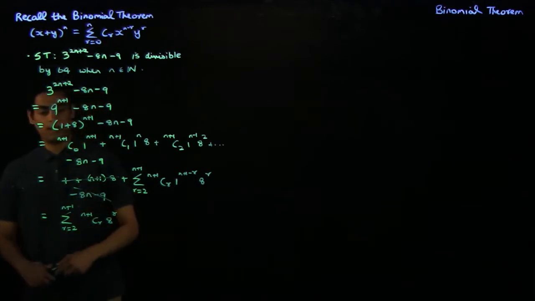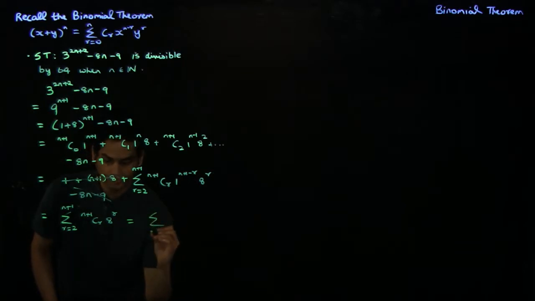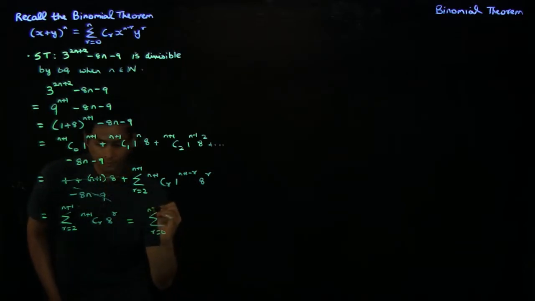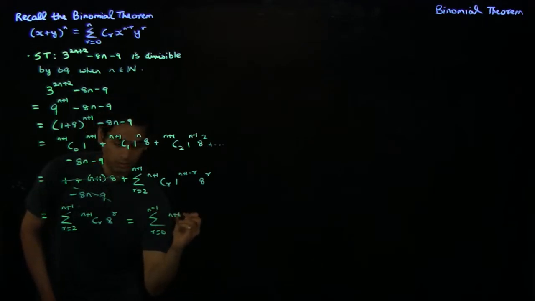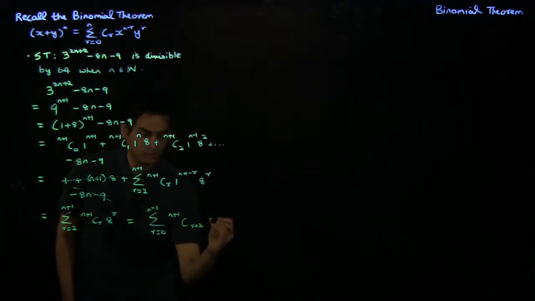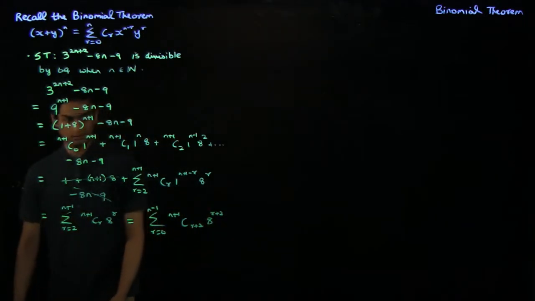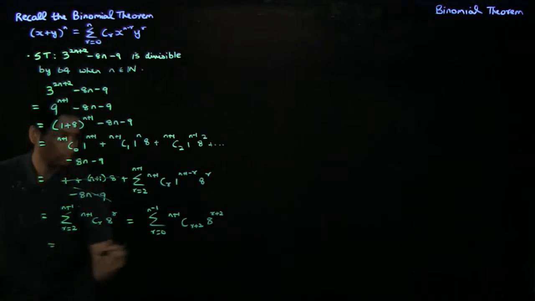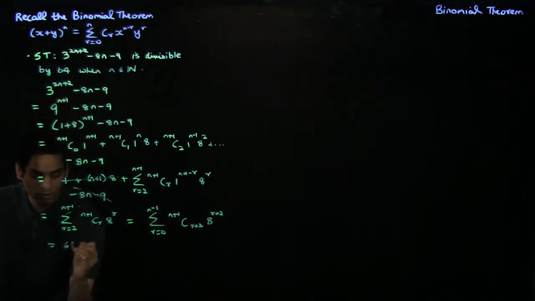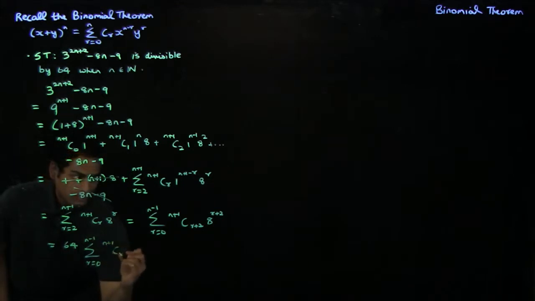Notice that the summation runs from r equal to 2. So let's rewrite this as summation r = 0 to n−1 of (n+1)C(r+2) 8^(r+2). So we've just used a change of indices to rewrite this summation. And notice that there's an 8 squared here. You can pull that out. This is going to be 64 times summation r = 0 to n−1 of (n+1)C(r+2) 8^r.